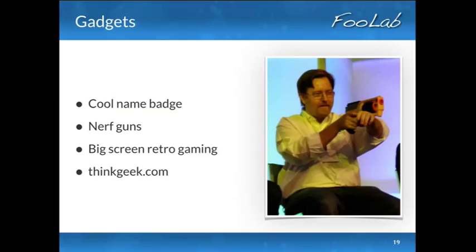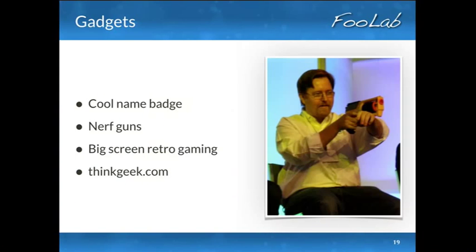You have cool name badges that you give to people, like a nice, I don't know, magnetic insignia, that they can wear, and they feel connected with the company. You show your appreciation. Nerf guns, big screen, retro gaming, whatever you can come up with. Once again, the fun committee can take care of that, so it's not too much effort. Just tell people, well, you have a budget on thinkgeek.com. And just buy some toys and spice things up at the office.